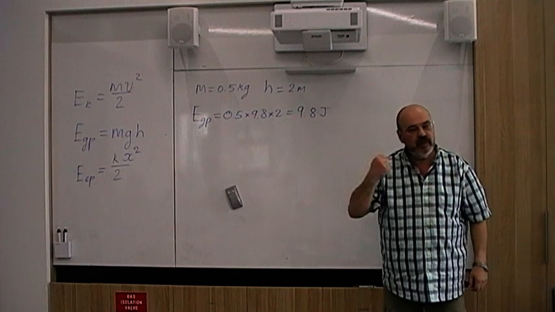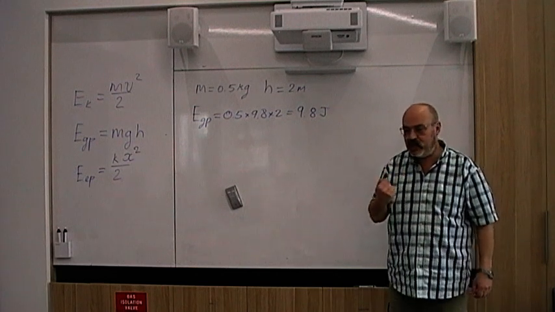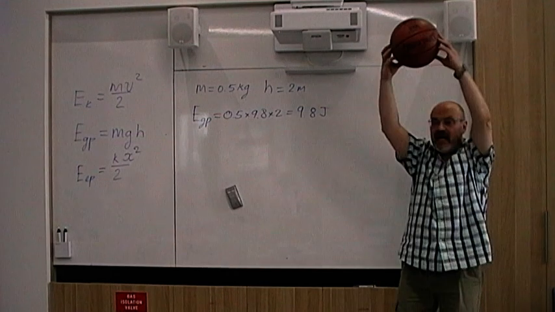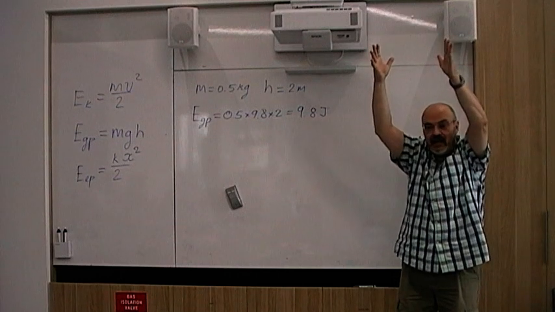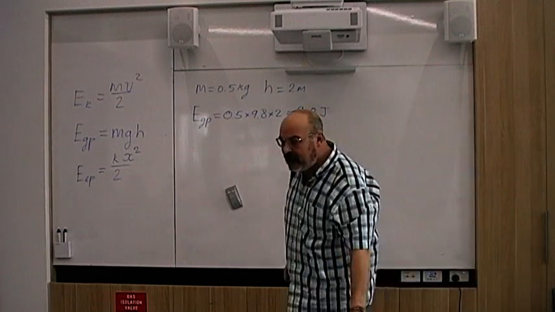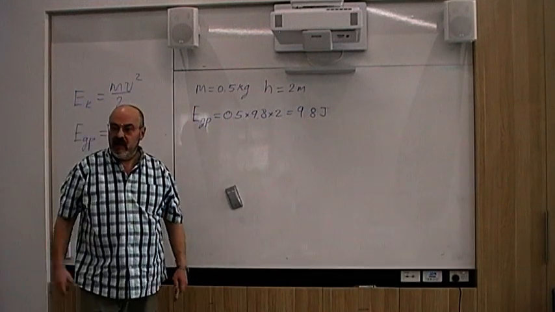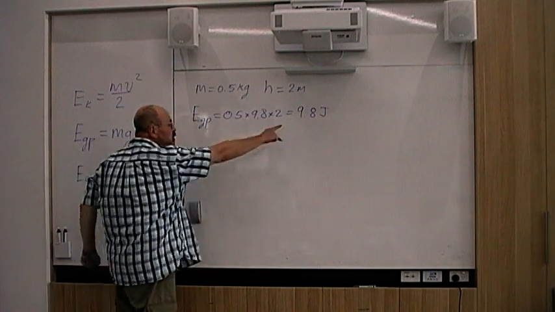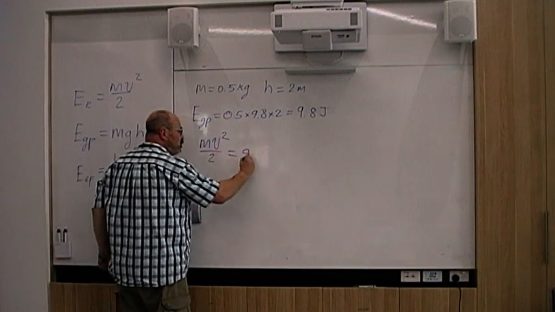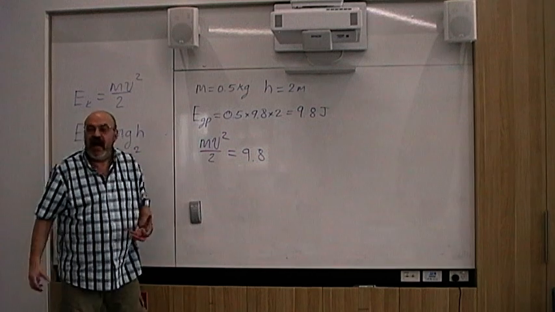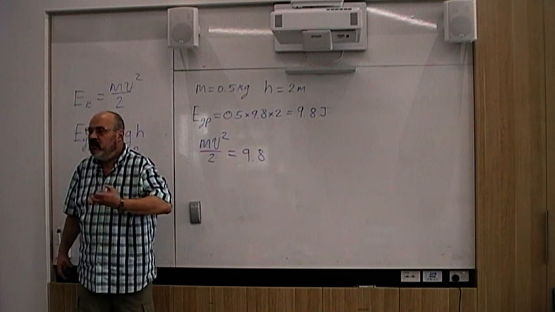When it's falling, what happens with its speed? It increases, so its kinetic energy increases. When it is falling, its gravitational potential energy will be turning into kinetic energy. So we can find its speed, because energy should be the same. Its final energy still has to be 9.8, so mv squared on 2 has to equal 9.8. Energy stays the same. Energy can only transform from one type to another.